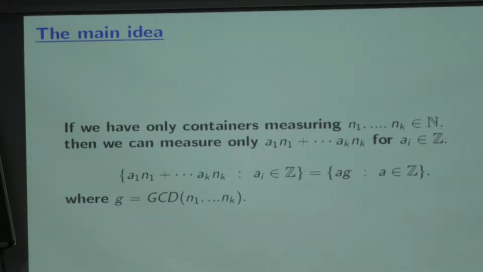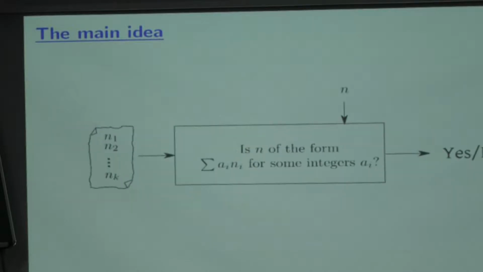Is that idea clear to everyone? In our example, the GCD was 2, so all multiples of 2 are precisely the things that we can measure. So we reduce these things to only the number G and just look at all the multiples. That gives you a very simple way of describing things.